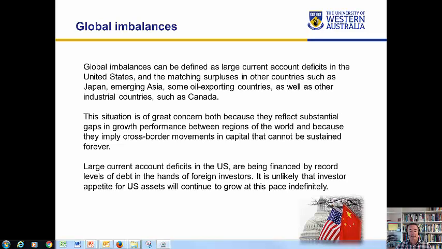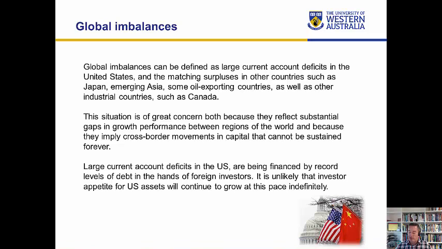Now, the situation of global imbalances is quite a concern, and I encourage you to do some additional reading on global imbalances and really get a handle on, first of all, what global imbalances are, and second of all, why they are a problem.